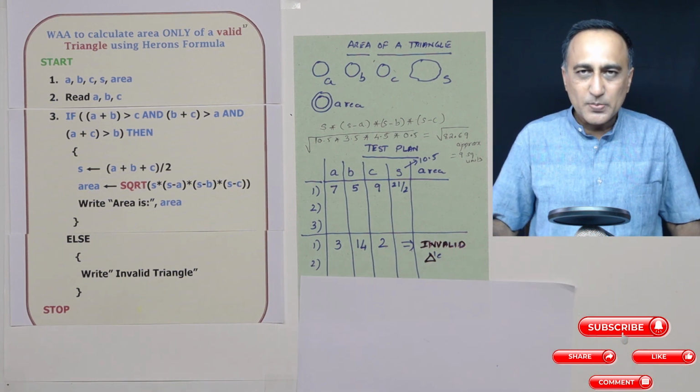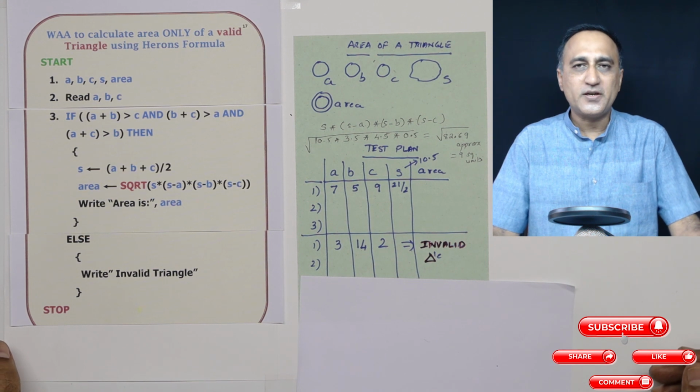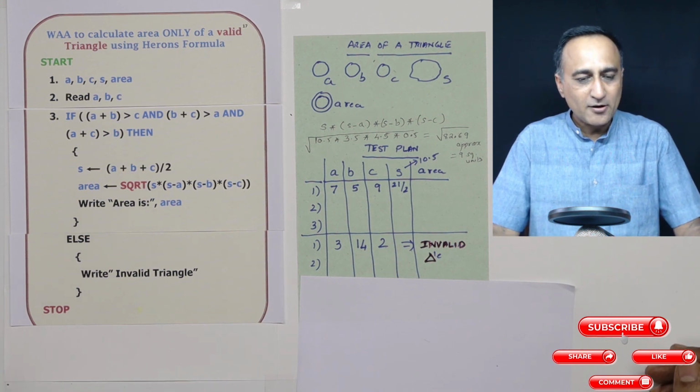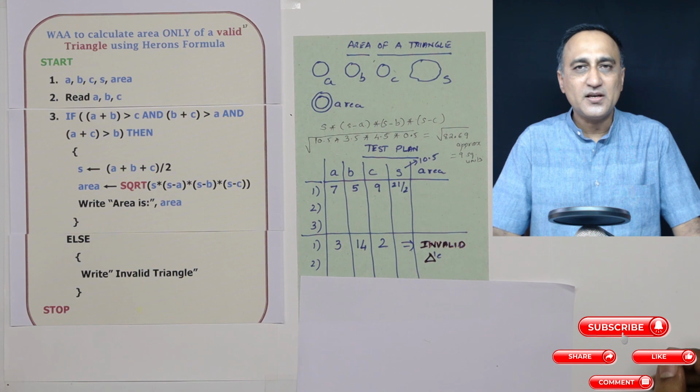So in this particular algorithm, I showed you the logic of how you can calculate the area of a valid triangle using Heron's formula.